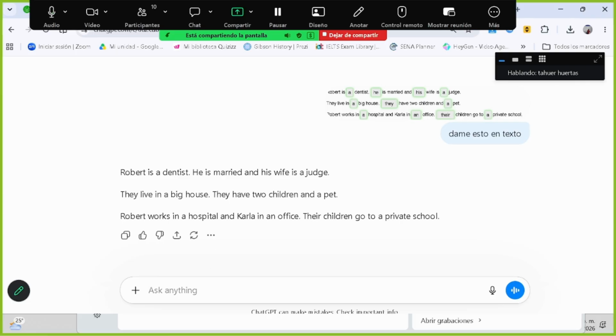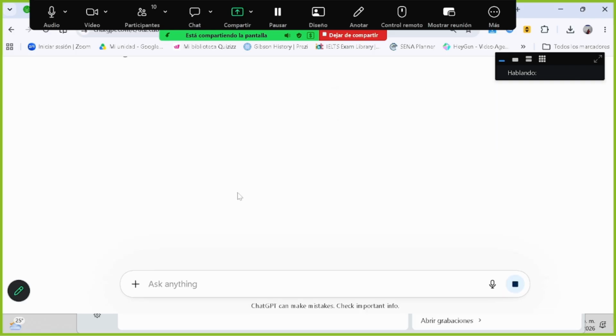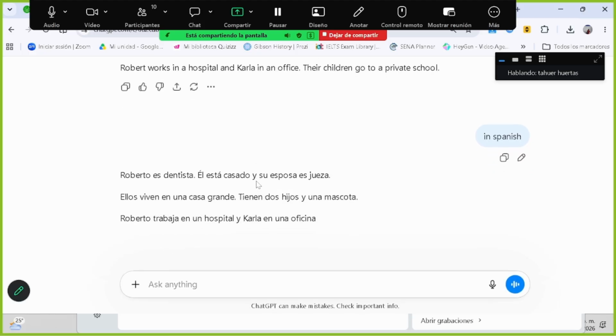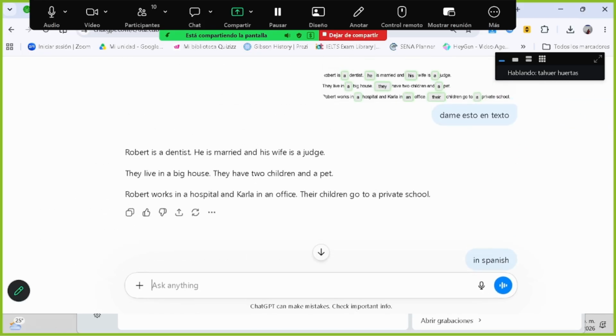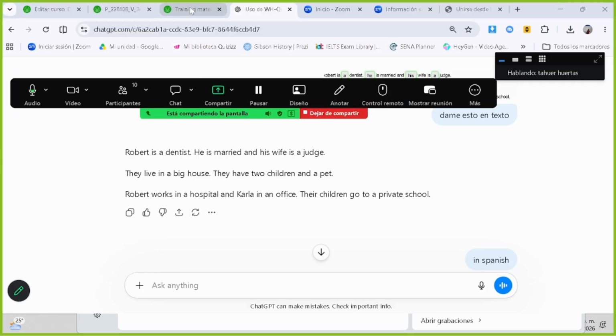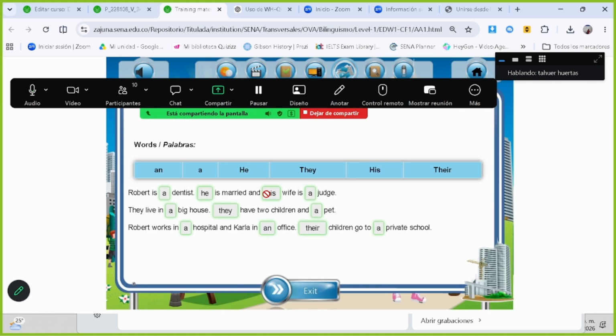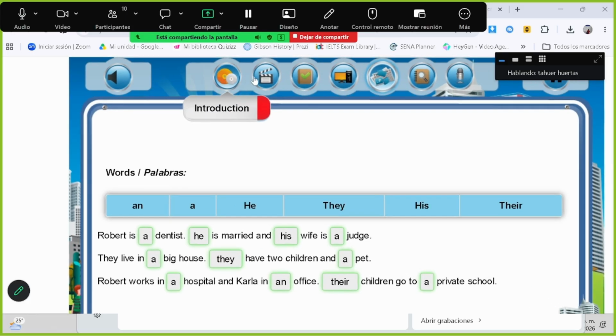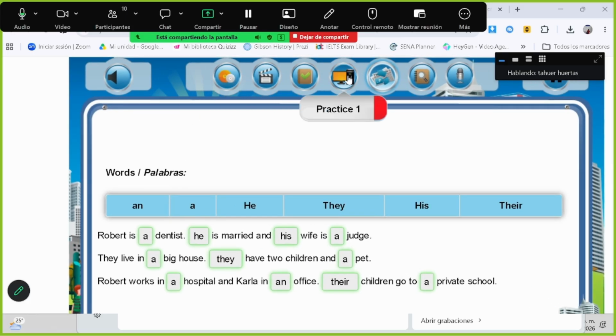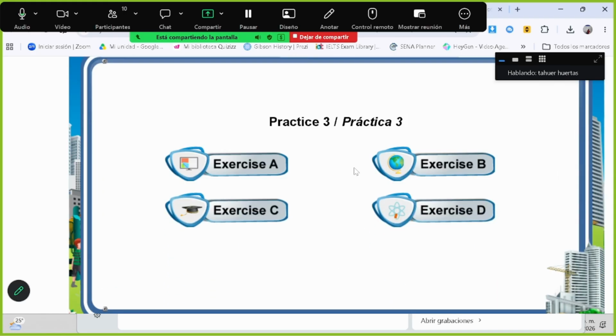Oh, Spanish. Okay, here we have the translation in Spanish. Very good. Okay, so these are options that you have to practice. All right. So, introduction, contextualization, comprehension, practice 1, practice 2, practice 3. Let's go to practice 3.